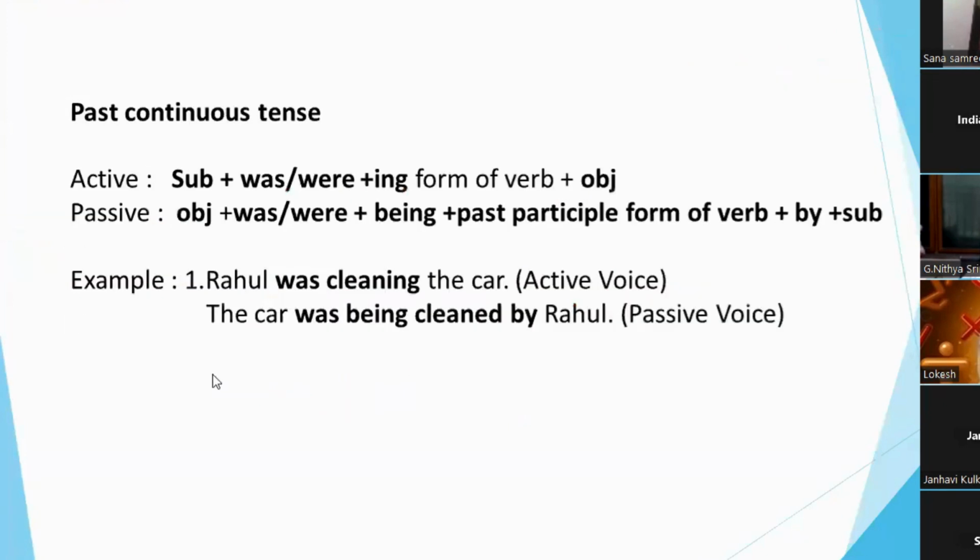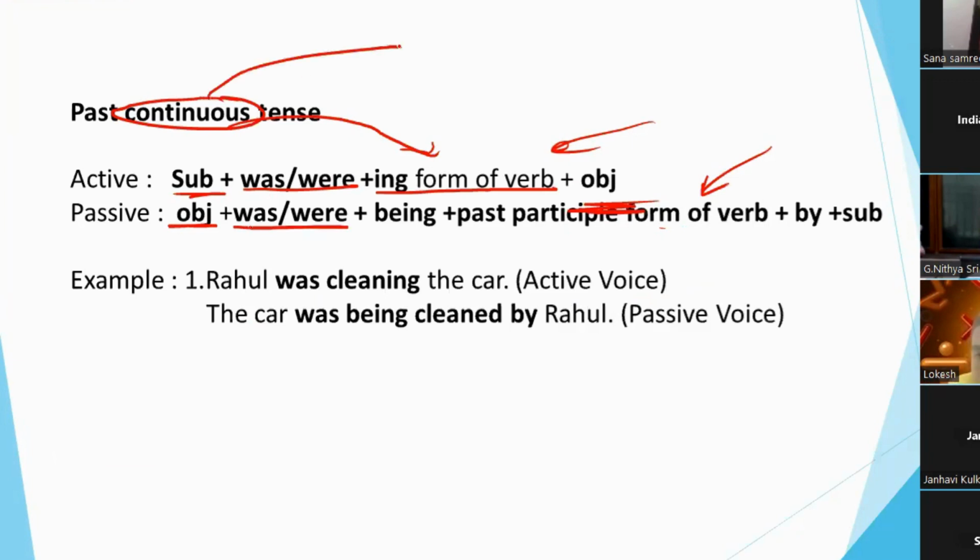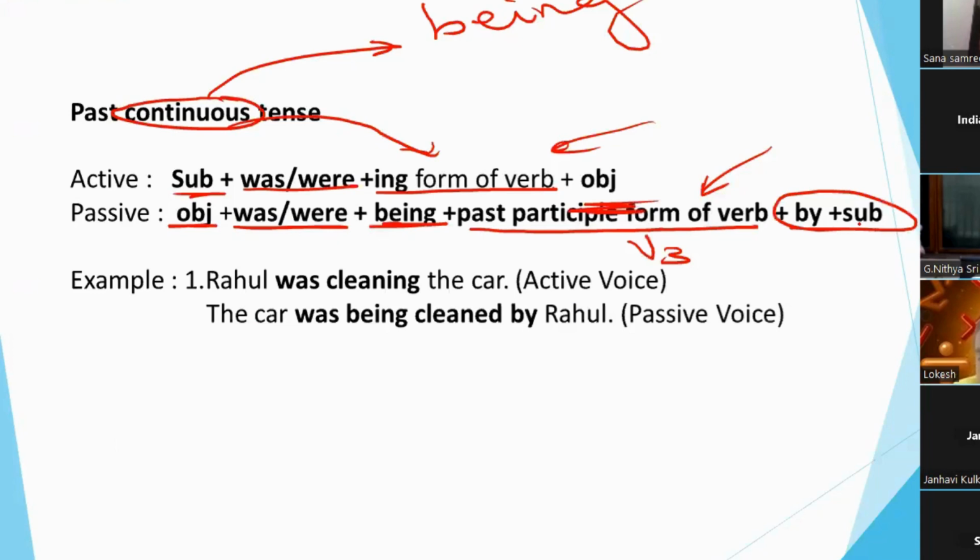Now, if we move to the past continuous tense, the structure of active voice will be subject plus was or were plus the ing form of verb, plus object. As it is continuous tense, definitely you are going to have the ing form of verb. If you convert that into the passive voice, the structure looks like object plus was or were plus being plus past participle form of verb, V3, then by plus subject. I've told you when you have continuous tense, whether it be past or present, you have to use being. For example, Rahul was cleaning the car.